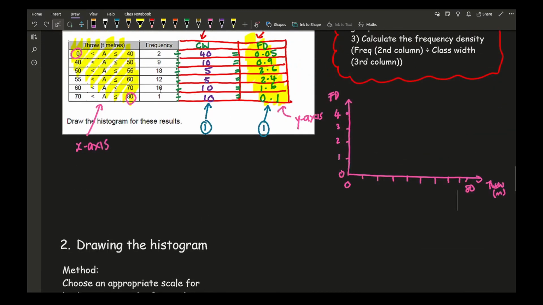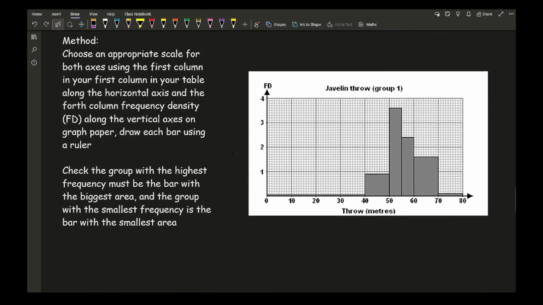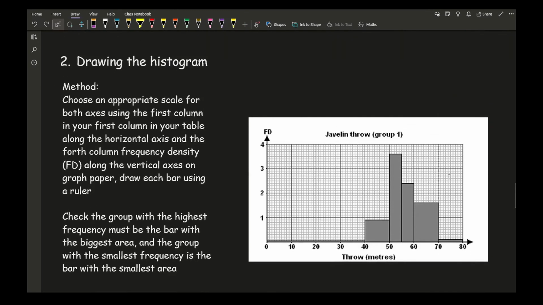Now you can see that's pretty close to 60 to 70. So again, it's a little bit controversial in terms of looking at it by eye, which one's actually got the biggest area. Is it 60 to 70? Is it 50 to 55? It's a little bit controversial, but that's something that you'll have to work out by working out the area of each of those bars.